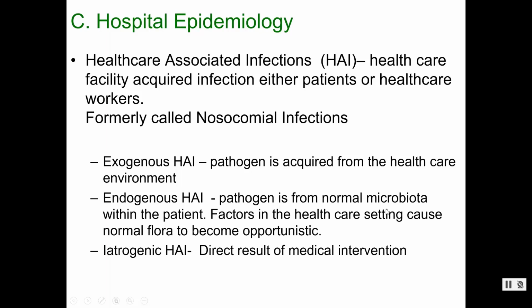So part of their normal microbiota within the patient, because they're in the healthcare setting and because they're facing issues dealing with disease and that kind of thing, it becomes an opportunistic pathogen. An endogenous HAI, this is when a patient gets a yeast infection while being in the hospital. They were given antibiotics, and while they're in the hospital, antibiotics get rid of the bacteria, but the yeast overgrow. That would be considered an endogenous HAI. It occurred while the patient was in the hospital, so it's an HAI, but because they didn't pick up the yeast in the hospital, it's considered an endogenous HAI.